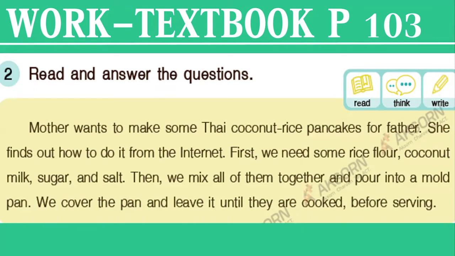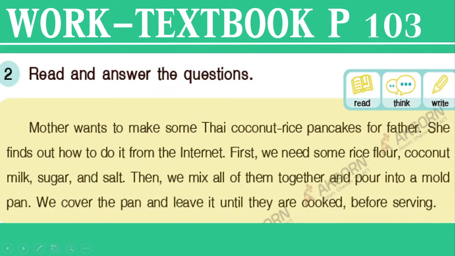All right. So mother wants to make some Thai coconut rice pancakes for father. She finds out how to do it from the internet. First, we need some rice flour, coconut milk, sugar and salt. Then we mix all of them together and pour into a mold pan. We cover the pan and leave it until they are cooked before serving.